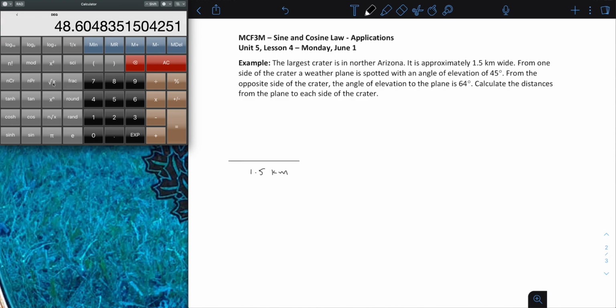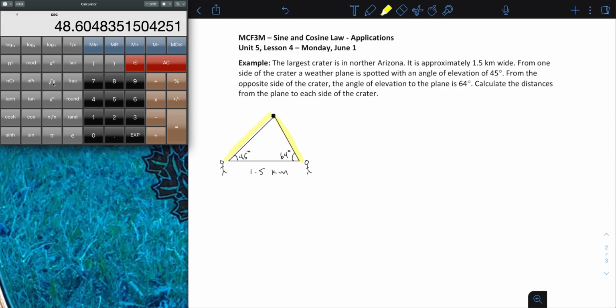So let's say the plane is flying up here somewhere. Okay, here's the plane. So we're going to have an angle of elevation to that of 45 degrees. And then over here, on the opposite side of the crater, I have an angle of elevation of 64 degrees. Your job here is to figure out how far is the plane. Let's say there's a person standing here and a person standing here. Your job is to say, how far is the plane from each of these people? That's your job.